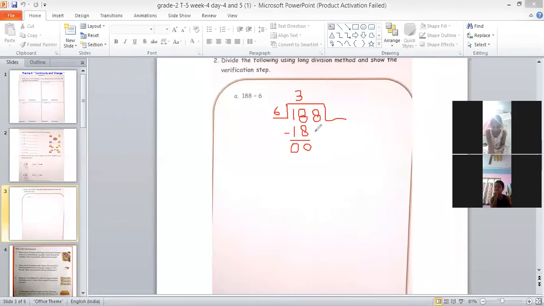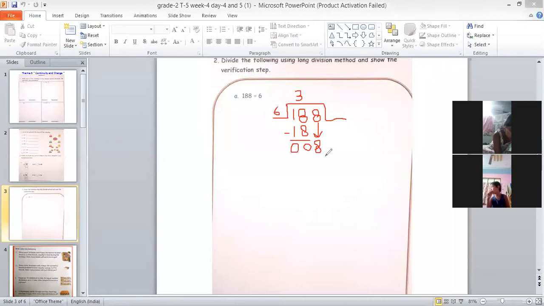Now, if you look at your screen carefully, or in your book also, you can see that this 8 is left now. So what we will do, we will make an arrow here and we will bring this 8 down and write it beside 0. Right? Now we have 8 here.